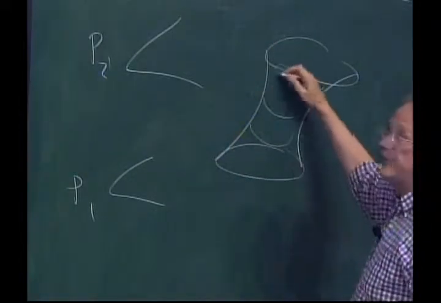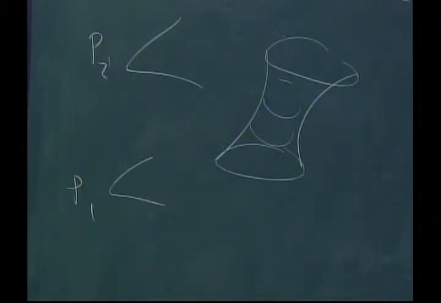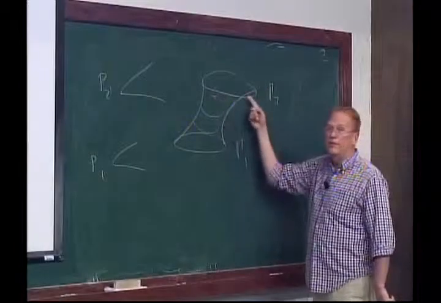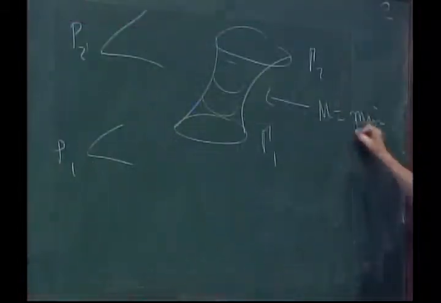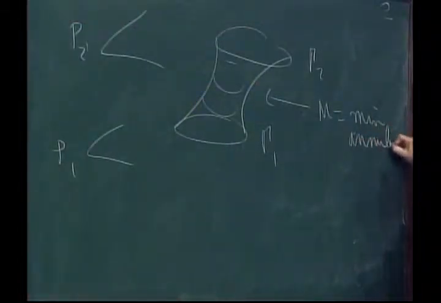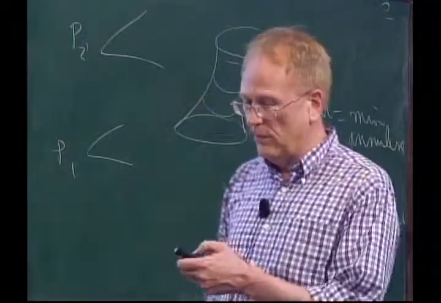And I'm interested in minimal annuli that bound these two curves. We're assuming these curves are convex: gamma 1, gamma 2, convex curves. And M is going to be a minimal annulus. And we proved some things before. We proved some parts of this theorem before.